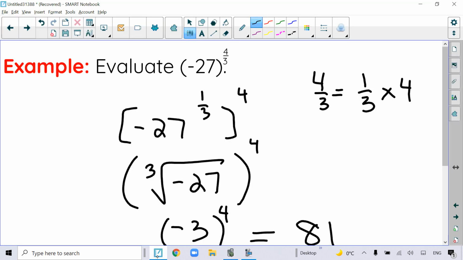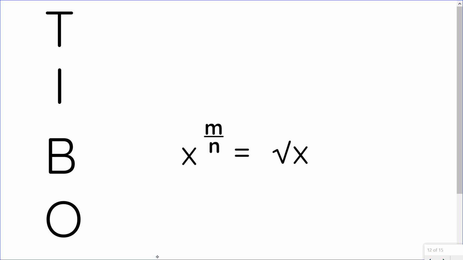Now, you can continue to use this method, or I have a shortcut for you. So this shortcut is tie bow. Now, I don't know if any of you know, but there was actually a whole line of exercise videos called tie bow, and that's not what I'm talking about. This is what I'm talking about.